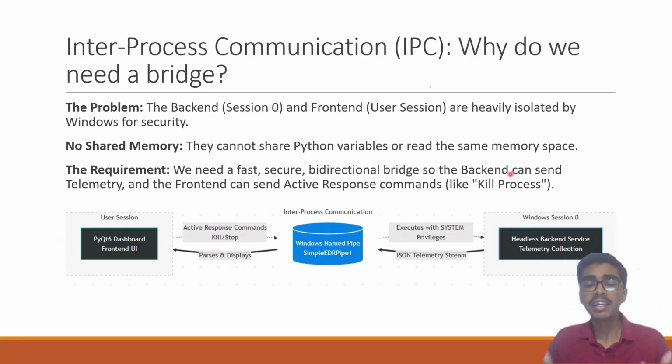So we need a fast, secure, and bidirectional bridge so that the backend can send telemetry to the front end, as well as the front end can send active responses to our backend system. As you can see in the simple diagram, from the front end we are sending data to the backend and from the backend to the front end using inter-process communication, specifically a Windows named pipe. Why we have used it, we'll see in the next slide. We have created a simple named pipe, and its name is simple EDR pipe.